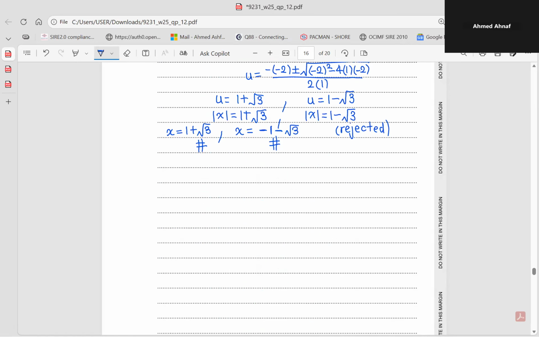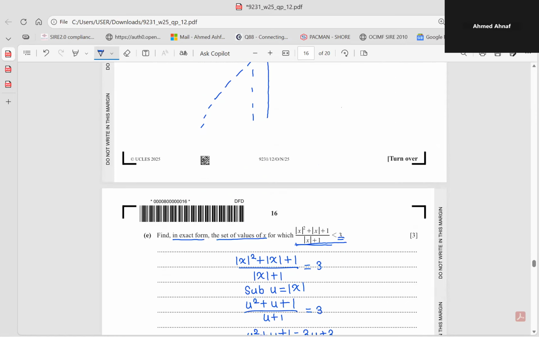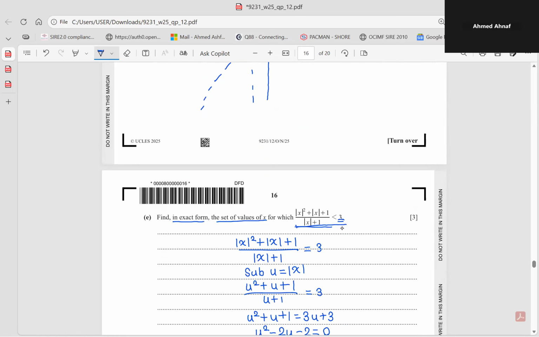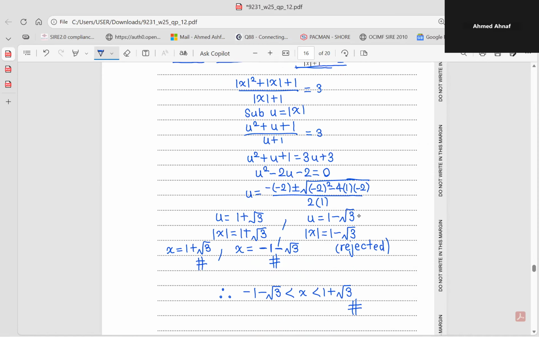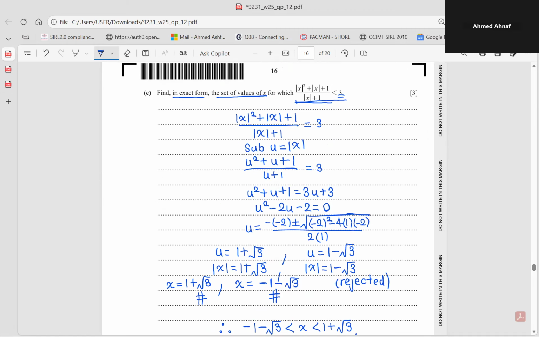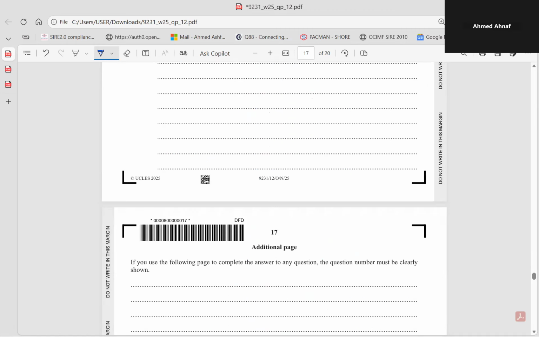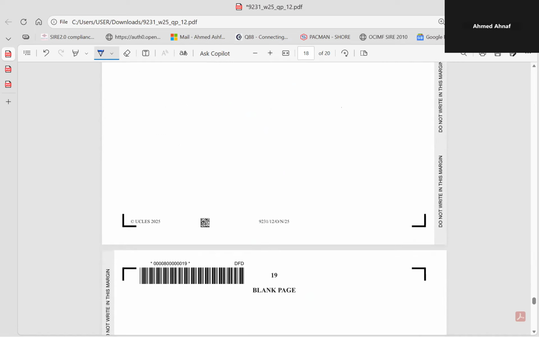Therefore, we can say that x is between negative 1 minus square root 3 and 1 plus square root 3, without the equal sign, because there's no equal sign in the inequality that we're given at the start of the question. So this would be our final answer for this part as well as the entire question. And we have also come to the end of this paper.